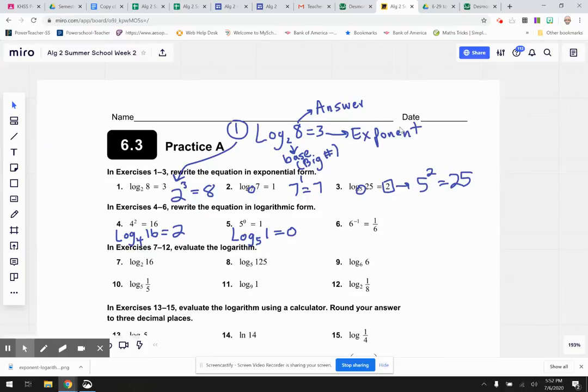So here we have log base 6 of 1/6 equals -1. If I put 6 to the negative first power, I am going to get 1/6, because the negative power is going to move that 6 to the bottom. So that does work.